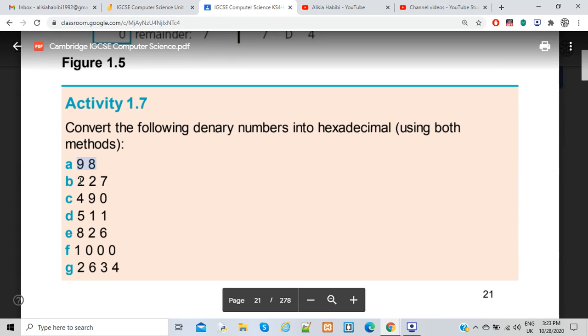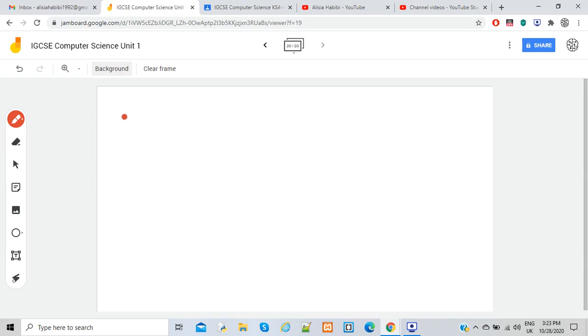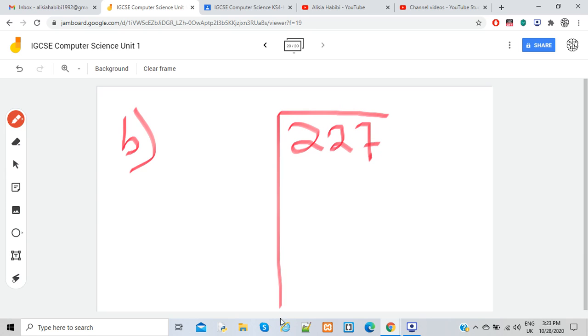So the next one is how do we change 227, which is a denary number, into hexadecimal. So we're going to write that here. It's pretty much the same process again. We're going to do a long division for this one as well, and we divide this by 16. So 16 goes into 227 how many times? It actually goes 14 times, because when you multiply 14 by 16, you get 224. So it goes into 227 14 times with a remainder of 3.